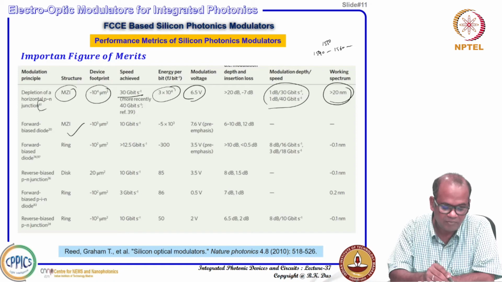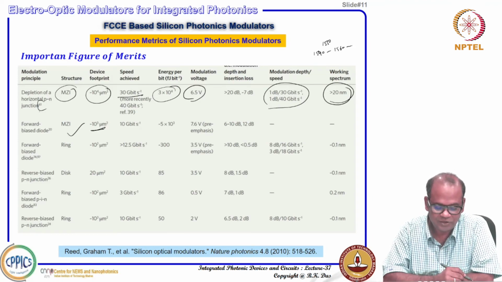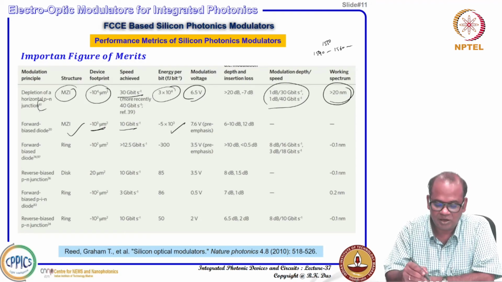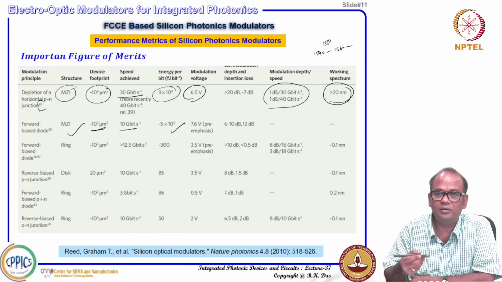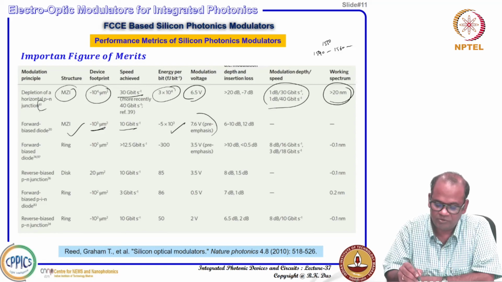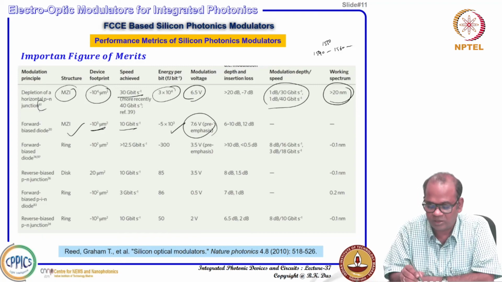And then another MZI device was demonstrated, where the footprint is reduced from 10 to the power 4 to 10 to the power 3, but at the same time speed is also reduced to 10 Gbps, and energy consumption is reduced. So as it progressed, you see this is a competition going on, who can actually design a better modulator. Here, however, you see 7.6 volt, along with which some additional pulse width modulation pre-emphasis is required, and that they have also used.